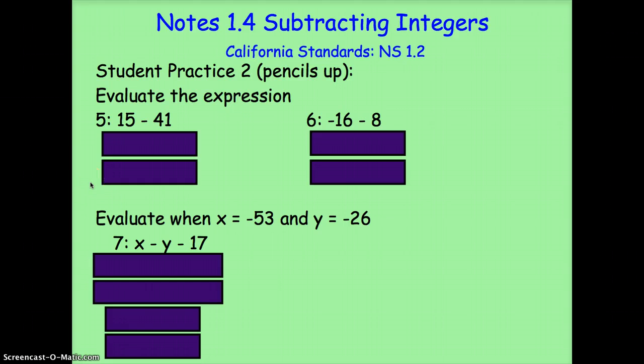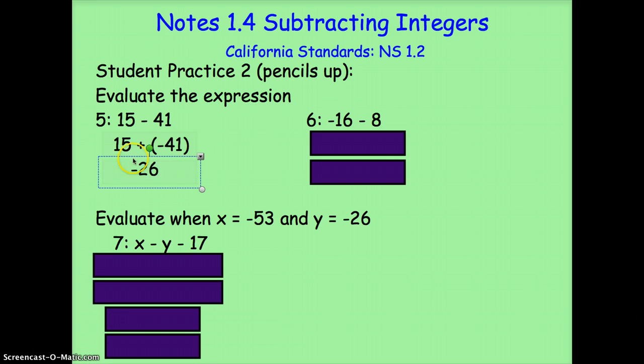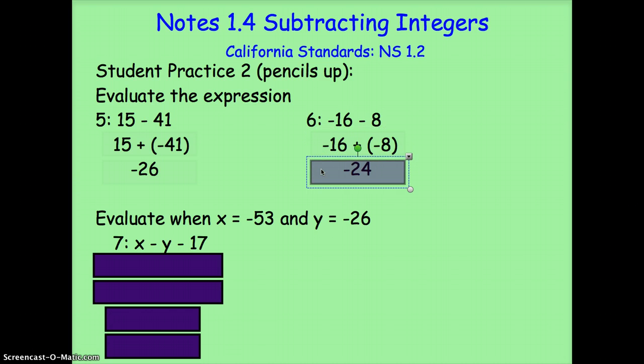Remember to press play when you're ready to see the answers. First problem, number 5. Skip, change, change, and secretly subtract. Number 6, skip, change, change, and add them together because they are both negative.